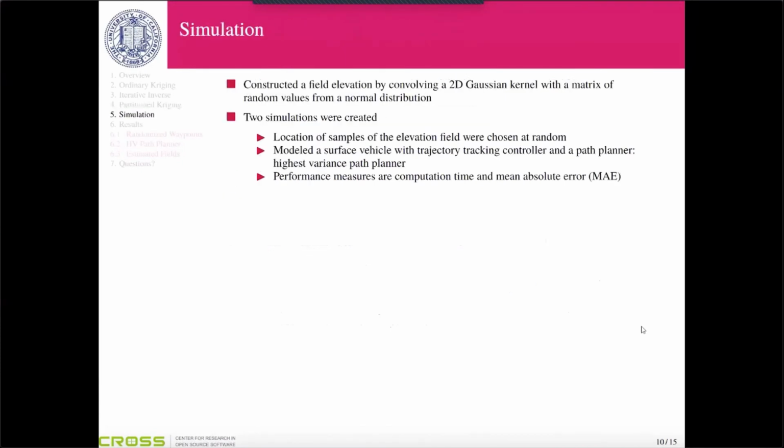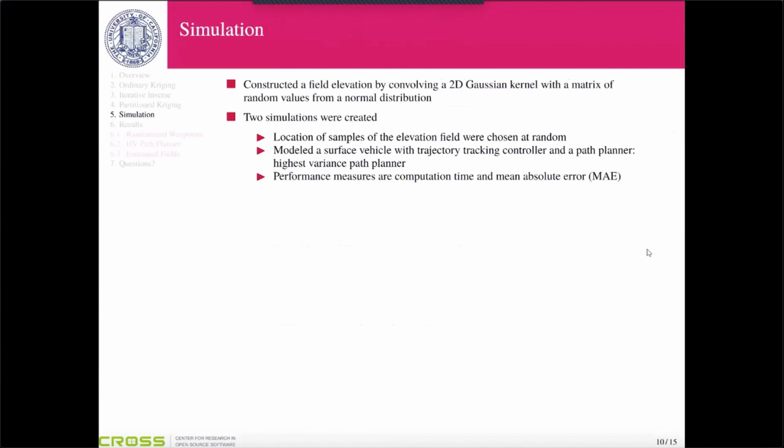Now, we constructed a simulation to show all of this working, and really that broke up into two simulations. So we had the location of samples of the elevation field chosen at random. We took all these random points and then threw them at the partitioned ordinary kriging and ordinary kriging done with an iterative inverse.